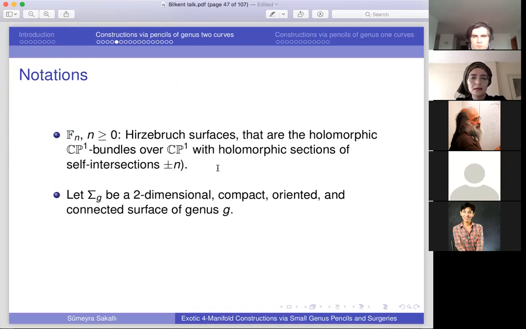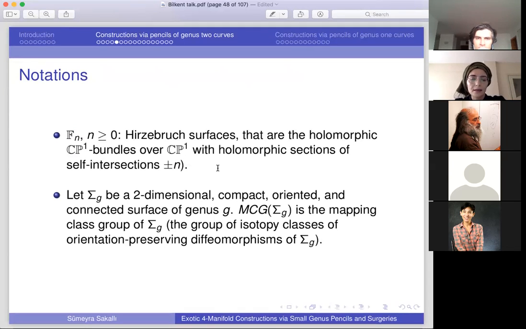And another notation, sigma G denotes a two-dimensional, compact, oriented and connected surface of genus G. And when we say MCG of sigma G, it is the mapping class group of that surface. It is the group of isotopy classes of orientation preserving diffeomorphisms of sigma G, and it is generated by Dehn twists around the simple closed curves on your surface.